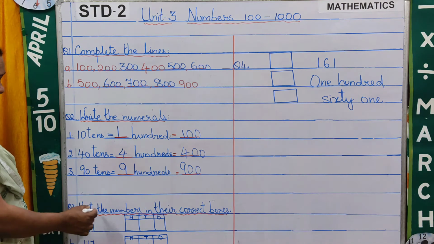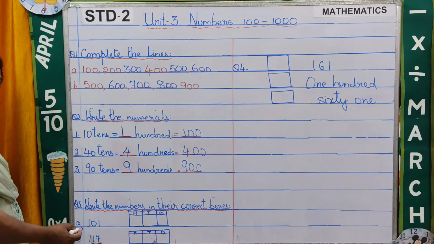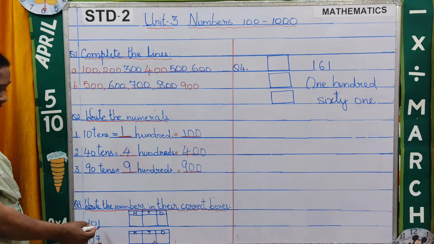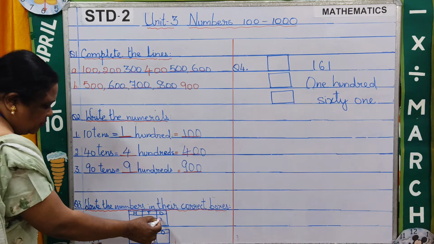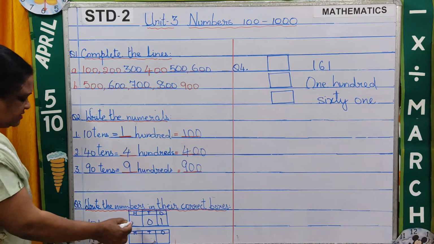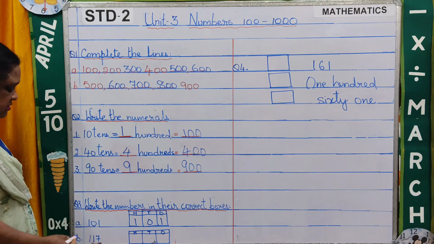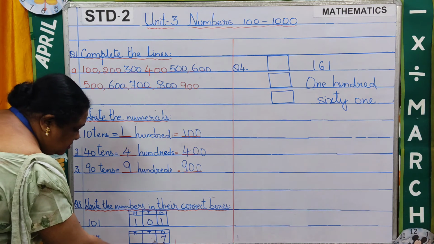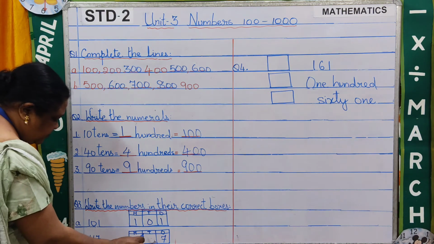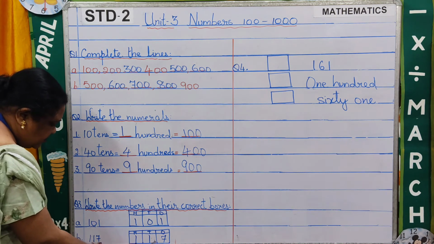Number 3, children, write the numbers in their correct boxes. You have the number 101. So you have to put these digits into the correct boxes. Ones place we have 1, tens place we have 0, and hundreds place we have 1. Number B, 117. We have to put it into the correct boxes. 7 is in ones place, 1 is in tens place, and 1 is in hundreds place.